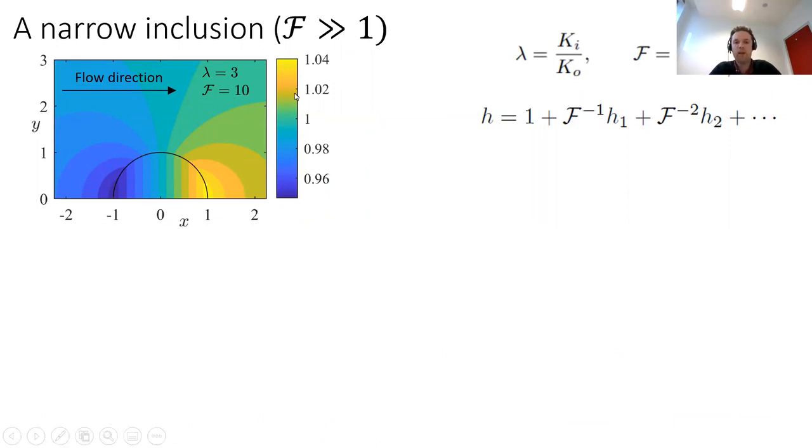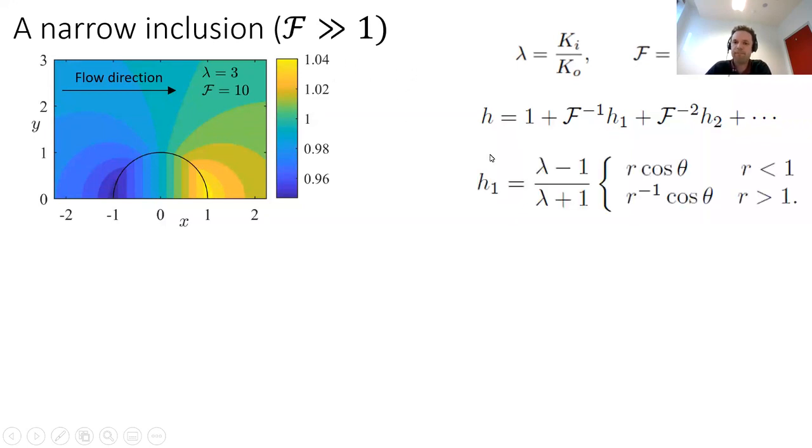So we say, well, these plots suggest that the flow thickness is approximately 1 everywhere, which makes sense because if it's a narrow inclusion relative to the thickness of the flow, it's not going to perturb the flow depth very much. So you just write h as 1 plus 1 on f times a function h1, because we're in the regime where f is large. And then it turns out that h1 just satisfies Laplace's equation with flux boundary conditions at the boundary of the cylinder. And you get this solution here, which is anti-symmetric, which is good because this profile does look anti-symmetric.